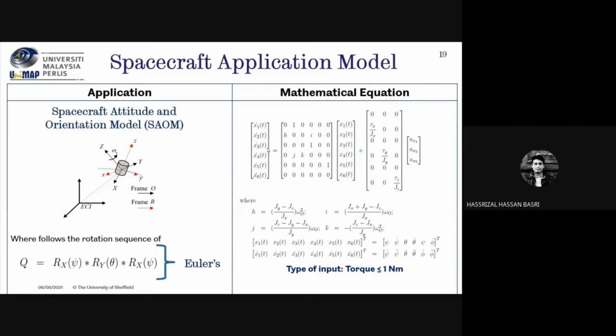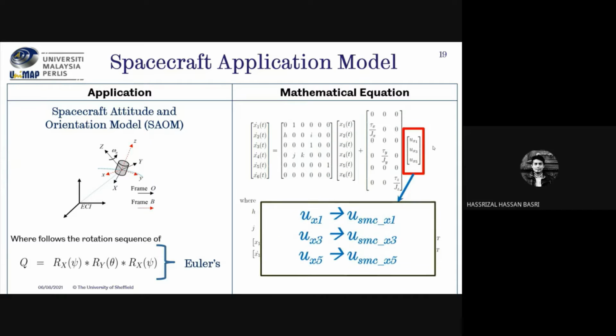Let's say I have the application, the spacecraft attitude and orbit model, and I do the modeling using the Euler rotation equation here. This is the mathematical equation, and the most important part is the input here. Because this is rotation, the input is torque, so I need to modify the input. There are three inputs here: Ux1, Ux3, and Ux5. So how do I implement sliding mode control on this SAOM? I just replace Ux1 with U_SMC x1, Ux3 with U_SMC x3, and Ux5 with U_SMC x5.